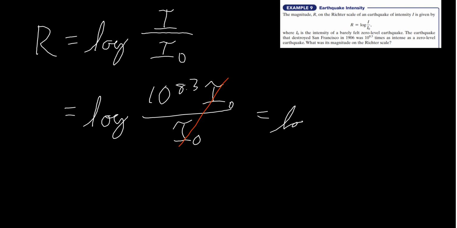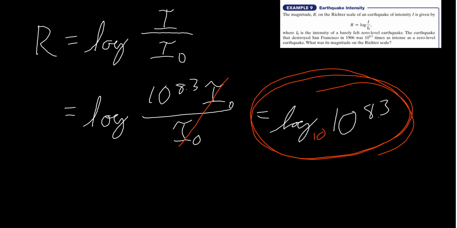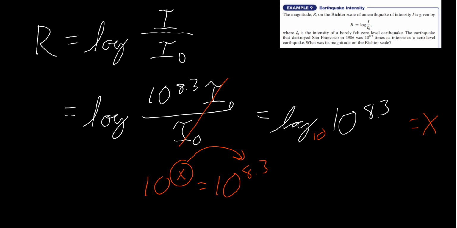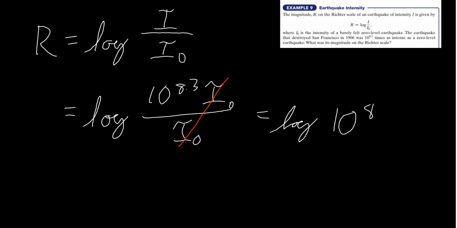So we end up with the log of 10 raised to the 8.3 power. Now, we don't necessarily have to compute that, because we know this is an implied base 10. If we were to write this as an exponential problem, we would say 10 raised to what power is equal to my argument, which is 10 raised to the 8.3? Hopefully it's obvious: x is equal to 8.3. So the solution is simply 8.3. R is equal to 8.3. We have an 8.3 magnitude earthquake.